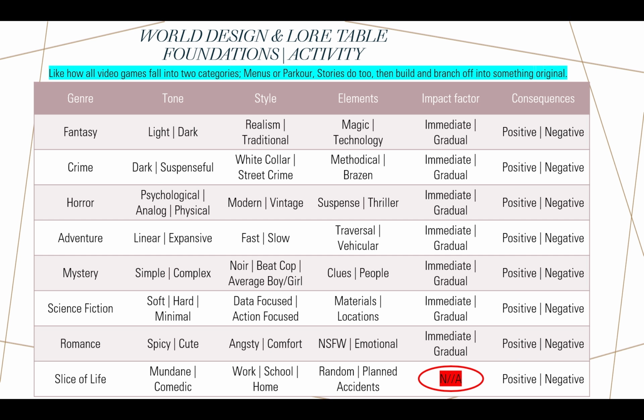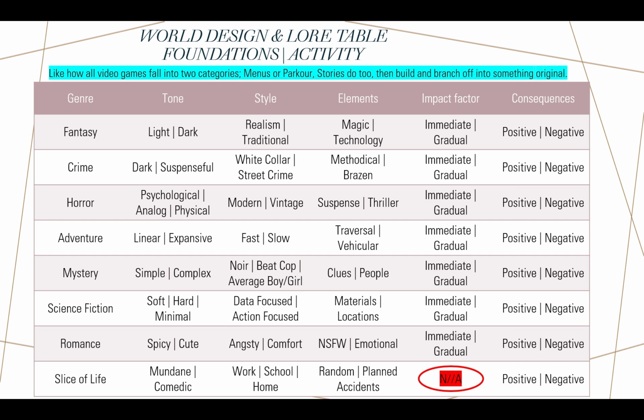Then you have tone. You have a very light-hearted tone, or you have something very dark. You could have dark and suspenseful, psychological, analog and physical. You could have linear, expansive, simple and complex, soft, hard, minimal, spicy, and cute. You could have mundane or exciting, or comedic. And then for style, you have realism or traditional. If you're doing crime, you might have white-collar or street crime. There's modern and vintage, fast and slow, noir, beat cop, average boy, average girl. There's data-focused and action-focused, angsty, comfort, work, homeschool. And I go on to talk about the elements and the impact factor.